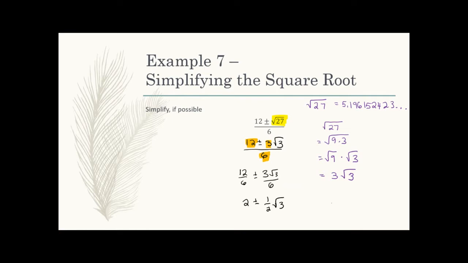Now, what do we do with this plus or minus thing? So what do we do when we have that plus or minus? Well, we actually have 2 separate solutions here. We split it up. So we have 2 plus or minus 1/2 times the square root of 3. So I'm going to just draw an arrow. That's where we're going. And we split this up, one with the plus and one with the minus. So we have 2 plus 1/2 square root of 3 and 2 minus 1/2 square root of 3.